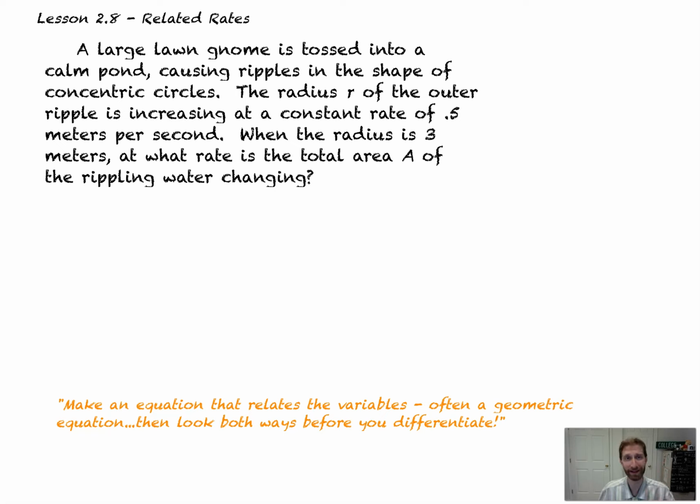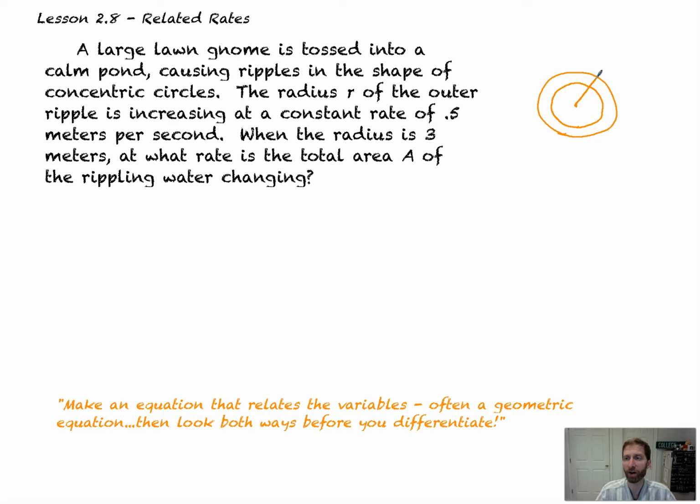Let's jump into this. So we're given a word problem, and in that word problem, it says a large lawn gnome. Yeah, you know who made this problem up? Me. Is tossed into a calm pond, causing ripples in the shape of concentric circles. So you basically have a circle, and then other circles that go outside of that circle from the same center, right? The radius r of the outer ripple.